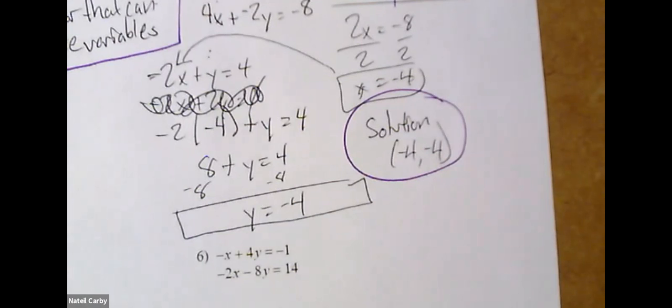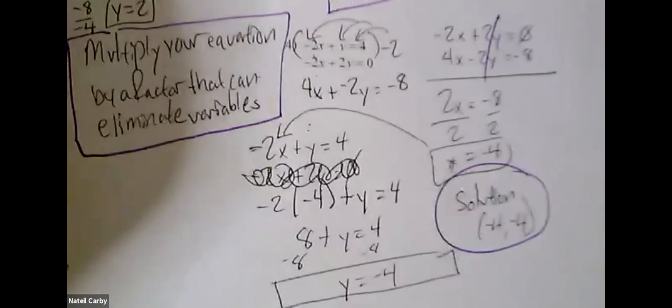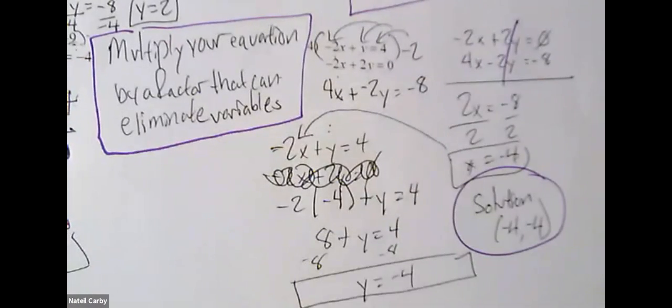So for linear elimination, again, just make sure you're adding the two equations together. But if you get into a situation where you cannot eliminate one of the variables by simply adding, you're going to have to multiply your equation by a factor that makes sense, right? Okay, so let's keep that in mind. Let me know if you all have any questions, and we are good to go.